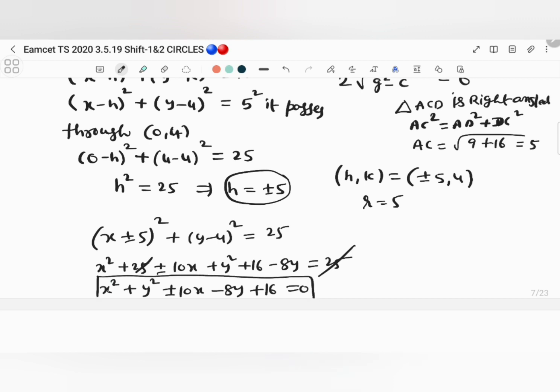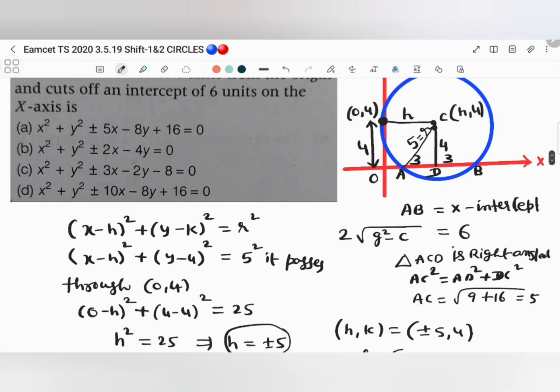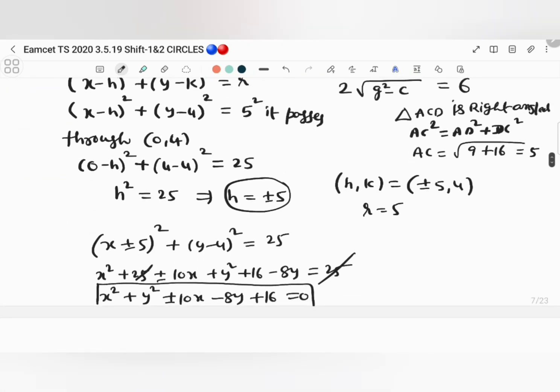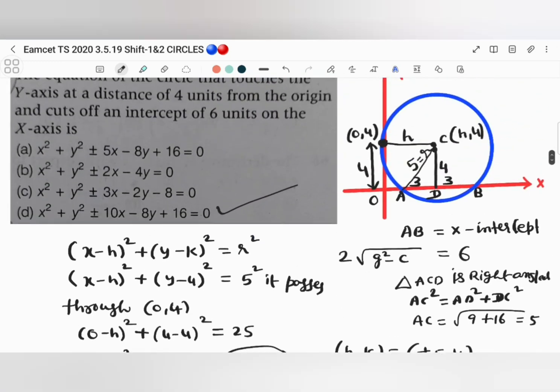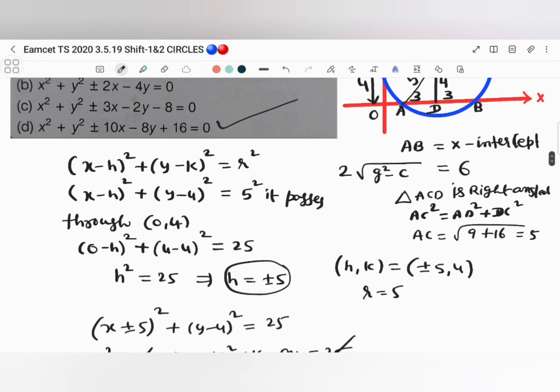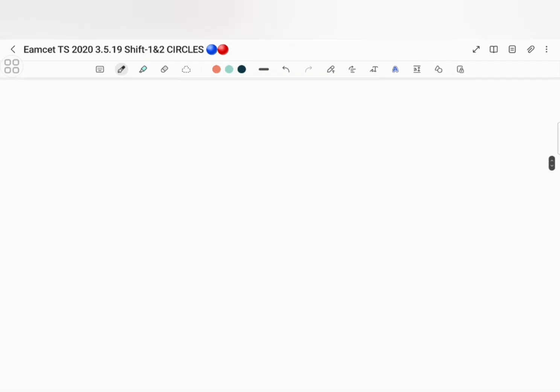I hope you understand, dear students. This is the way you can go. So we have the answer in the fourth option. Slowly, according to the figure, you can go. We'll move on to the next question.